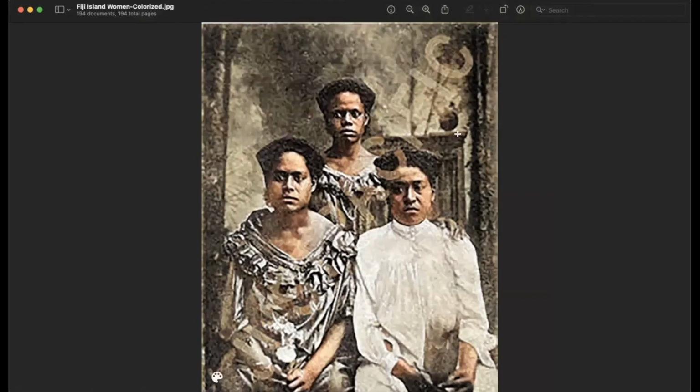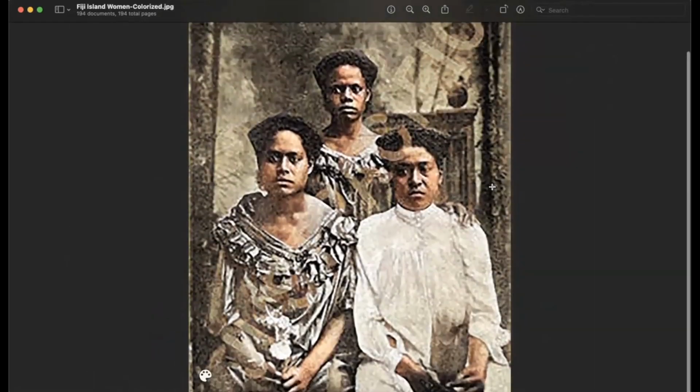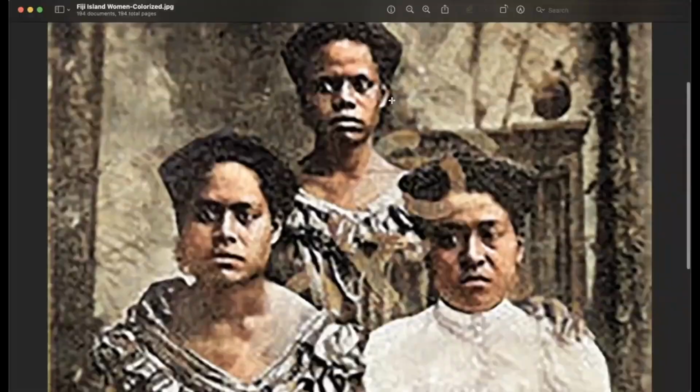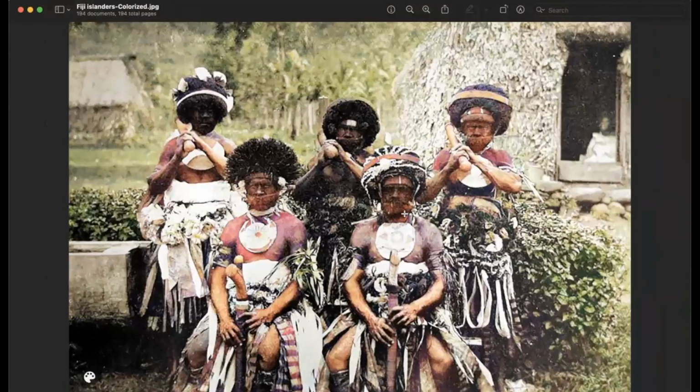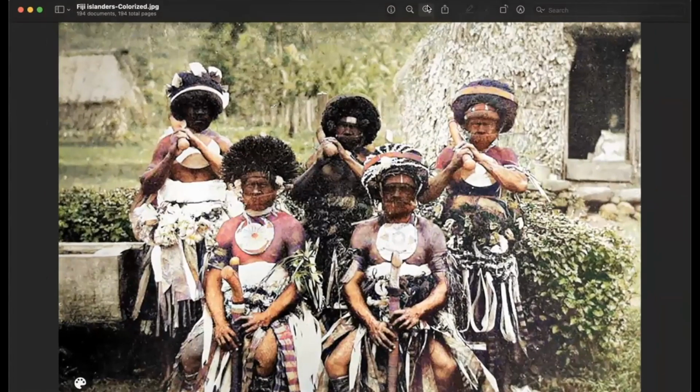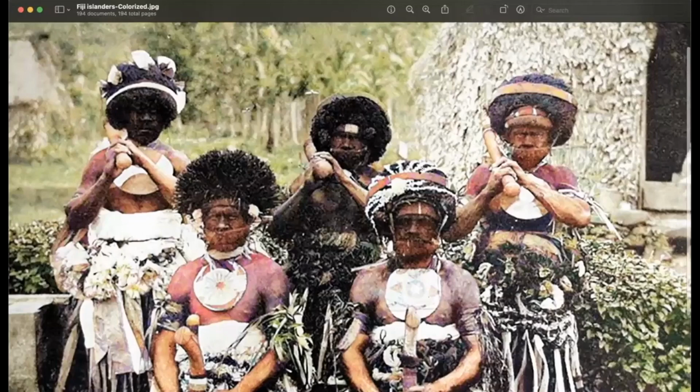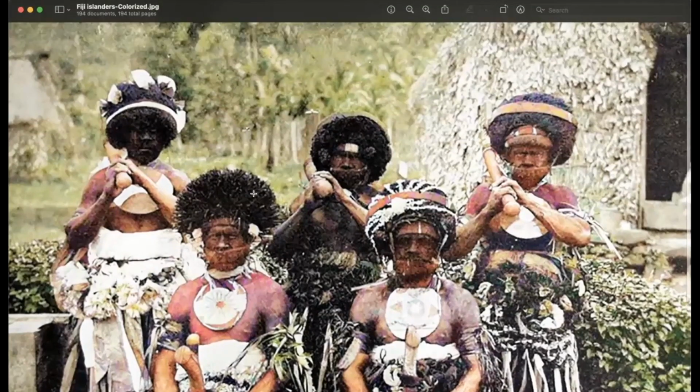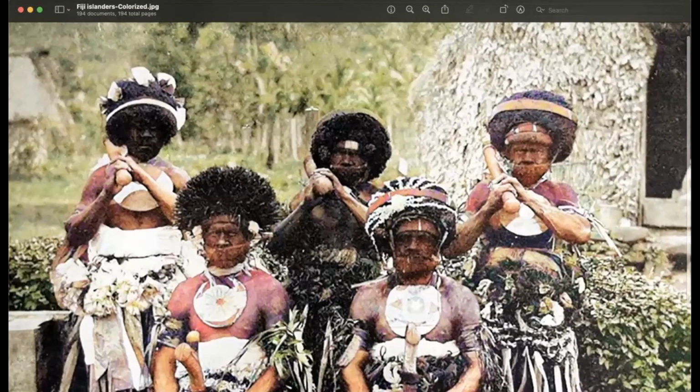Right here we have some Fiji Island women dressed up. Again, these are women from the Fiji Islands, all right? So-called Negro women. Some more Fiji Islanders, okay? Colorized. These are very old pictures I was able to find. Look at his hair, how he's rocking it perfect. Look at him. He got it styled up like spikes and stuff, like nice. I told you this is part of their culture.